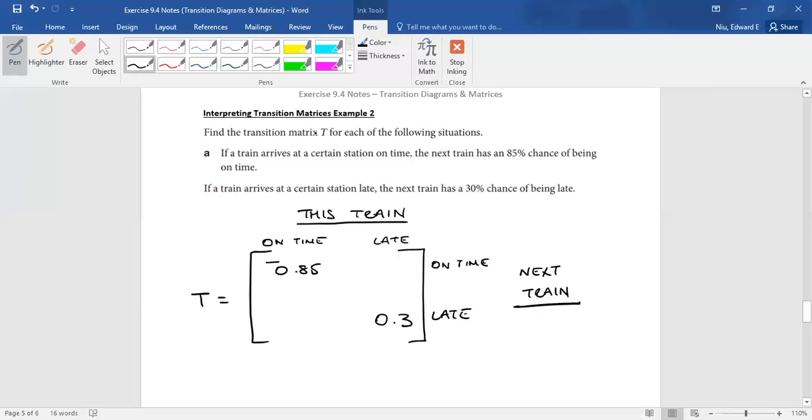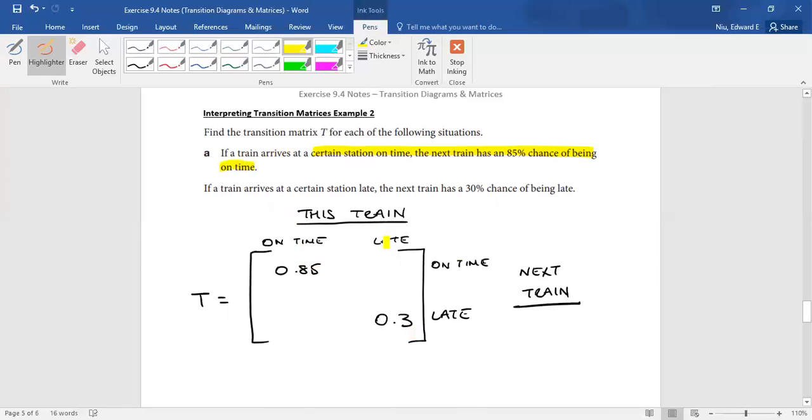Now, it says, oh, what happened here? That's weird, must have seizured and accidentally drew. So it says here, if a train arrives at a certain station on time, the next train has an 85% chance of being on time also. Let's just highlight, this is a debacle, absolute shambles. So certain station on time, the next will have an 85% chance of being on time as well.